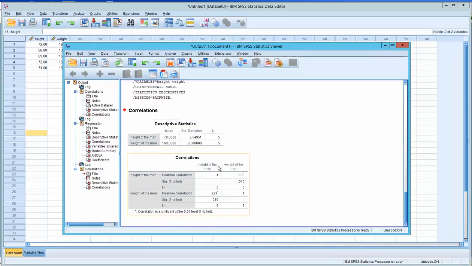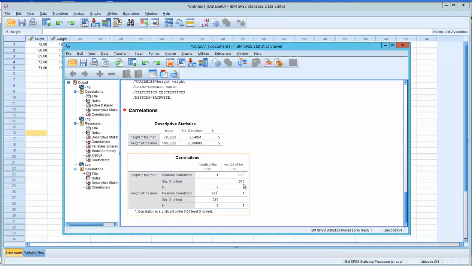Now I go down here and I'm looking at the correlation, and as you can see here, the correlation is put in the two columns, the height and the weight. It is 0.833. Now if you look closely, you will see the asterisk here, and the asterisk tells you what it means. It says correlation is significant at the 0.05 one-tailed level. So it is telling you that the correlation between the height of the man and the weight of the man is statistically significant. That is, there is a positive correlation between the two variables I have entered.